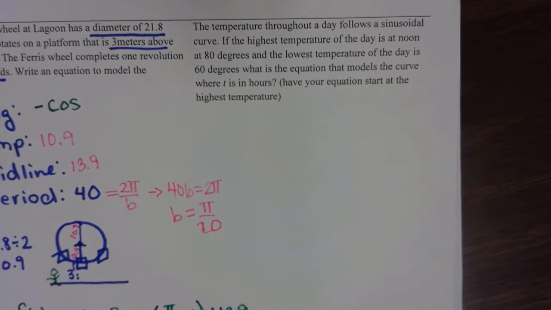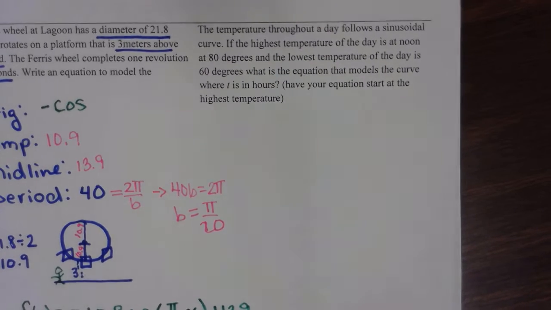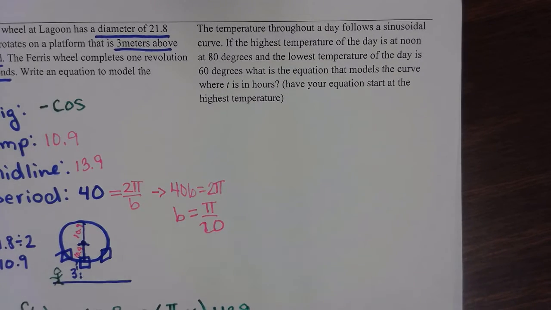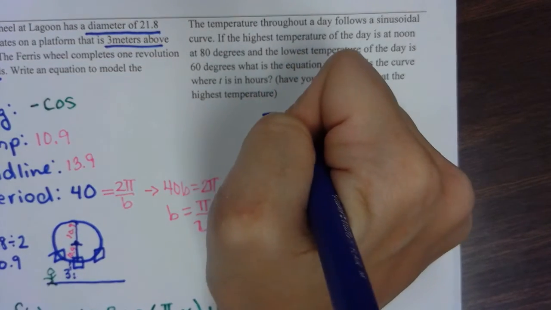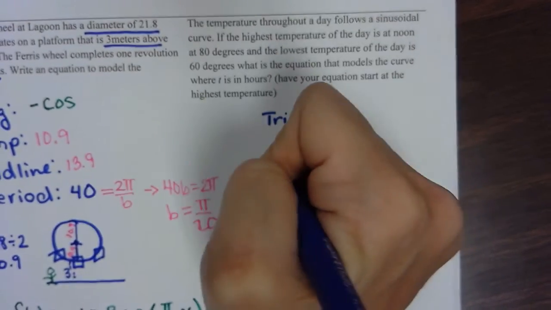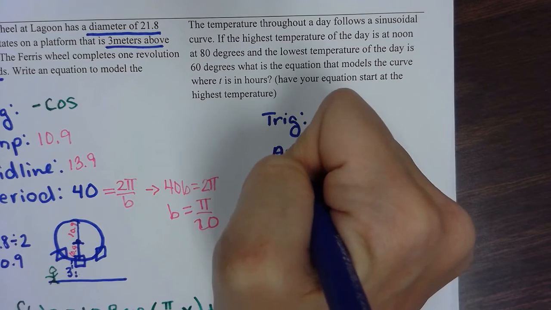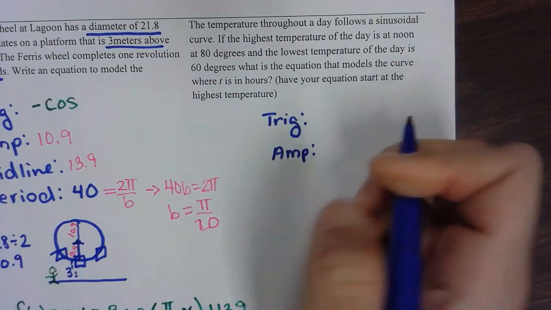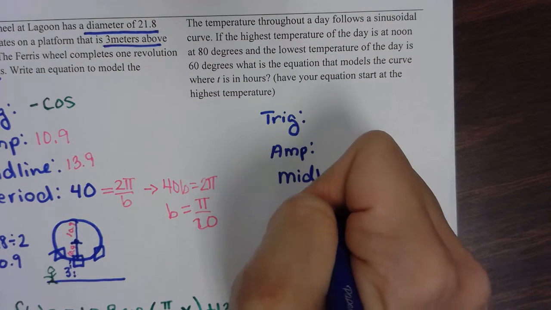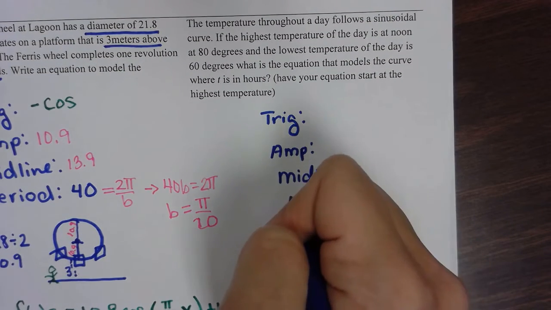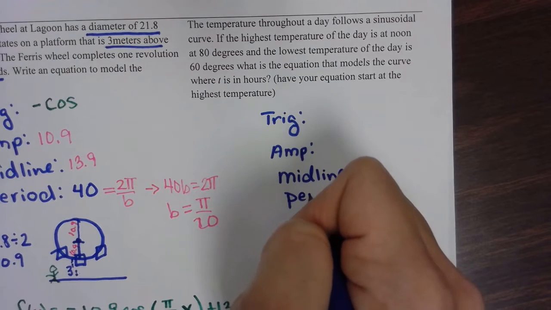Right, one more. So let me label everything we need. We need to figure out our trig function, our amplitude, midline, and period.